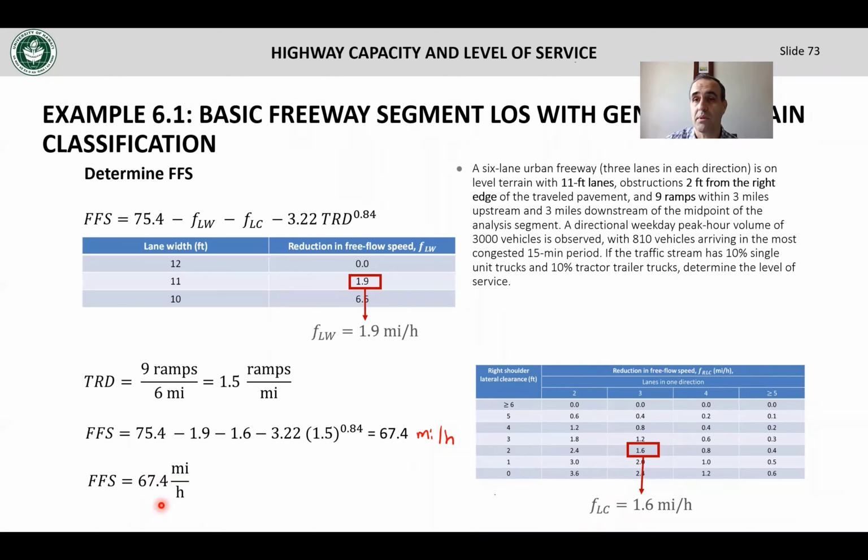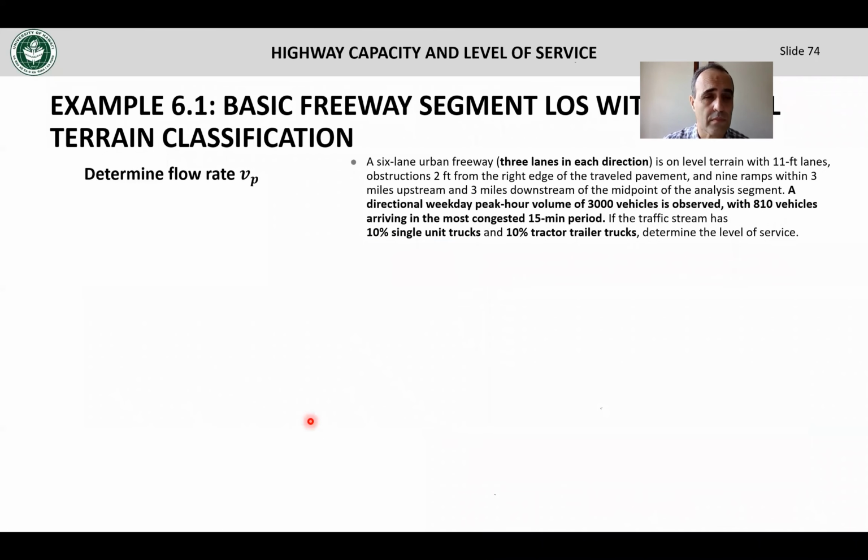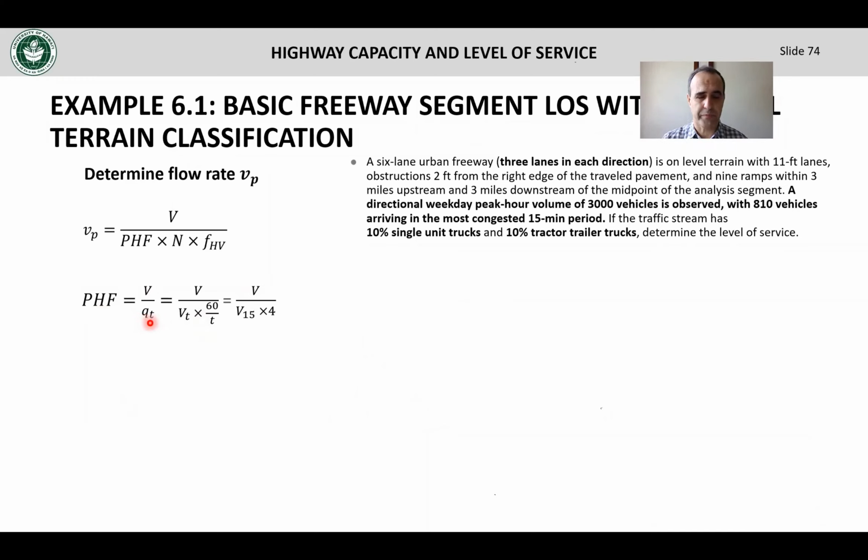The next thing we need to determine is the flow rate, right? So for the flow rate, we need to use our equation. We need to take the volume divided by the peak hour factor, the number of lanes, and the heavy vehicle adjustment factor. Remember, the peak hour factor is the volume divided by the maximum flow rate within the hour. And let's look at where that information is given. Well, some of the information that's relevant to this part of the problem, we have 3 lanes in each direction. That will be n equal to 3.